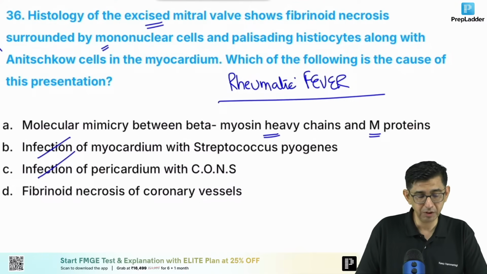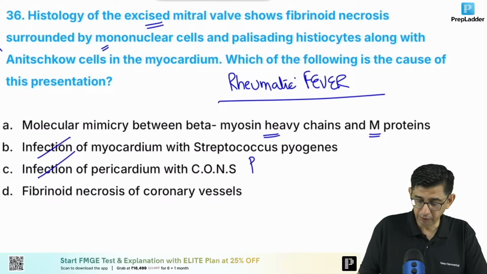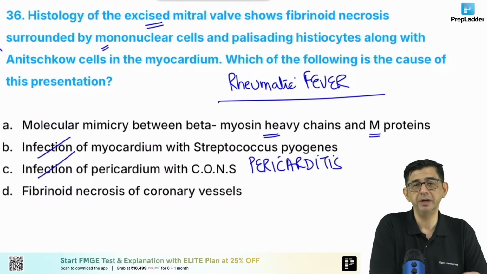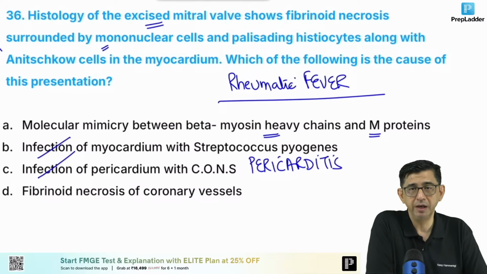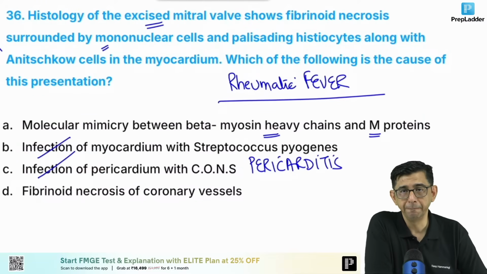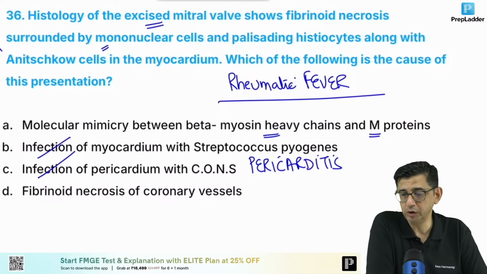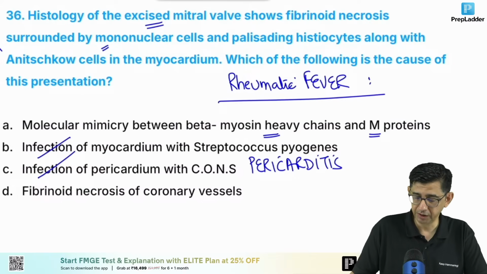If there's an infection of the pericardium, then I will be calling it pericarditis. Here we are having Aschoff nodules. Here we are having Anitschkow cells, which are like caterpillar cells. The reason why that is happening is that the antibodies that are formed against the bacteria start attacking self. And when antibodies attack self, then we call it type 2 hypersensitivity reaction.